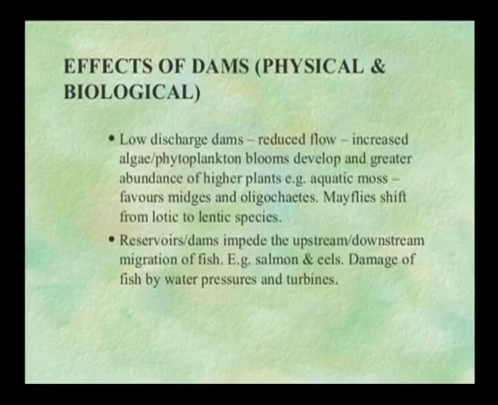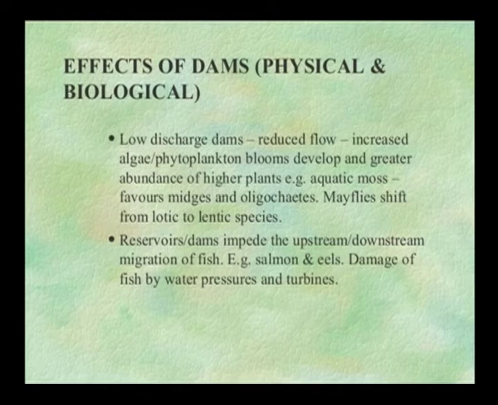Low discharge dams actually have a reduced flow. So they end up having increased algae or phytoplanktons, which bloom and develop greater abundance of higher plants, that is aquatic moss. These favor midges and algiophates, the mayflies shift, and all of this leads to a lot of problems in the aquatic life. Reservoirs and dams impede the upstream downstream migration of fish, for example salmon and eels.